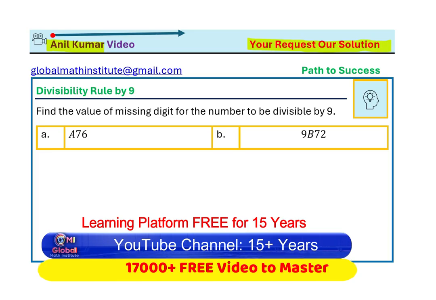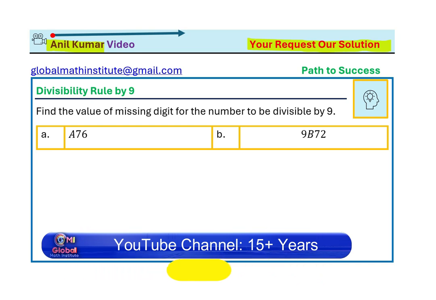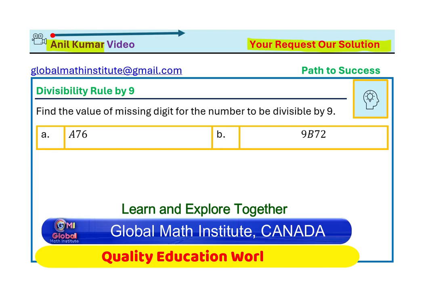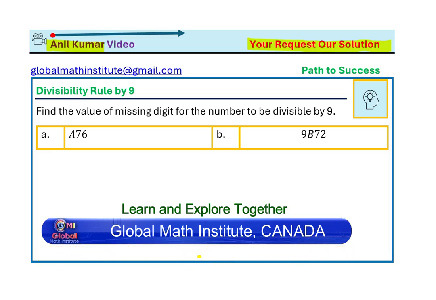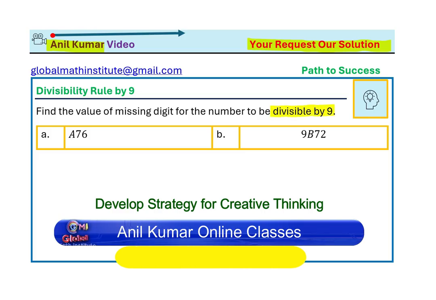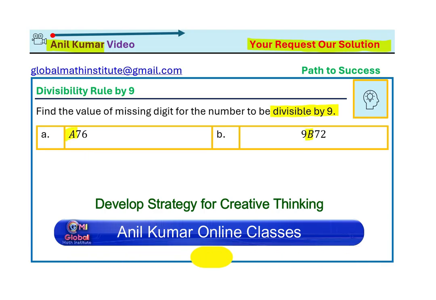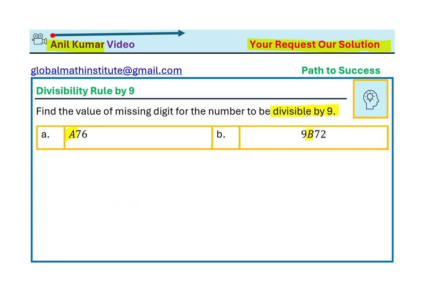In this video, we'll discuss the divisibility rule by 9. We have a very interesting case where we'll create a number which will be divisible by 9. So the question here is: find the value of the missing digit for the number to be divisible by 9. The numbers are A76 and 9B72. We need to find the value of A and the value of B for these two numbers to be created so that they are multiples of 9.